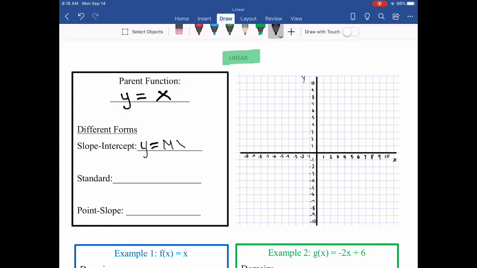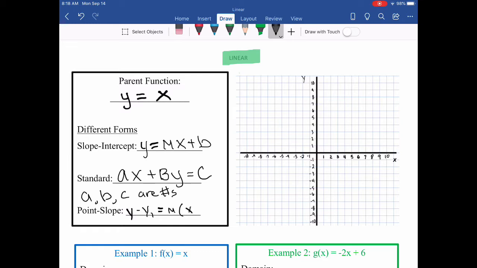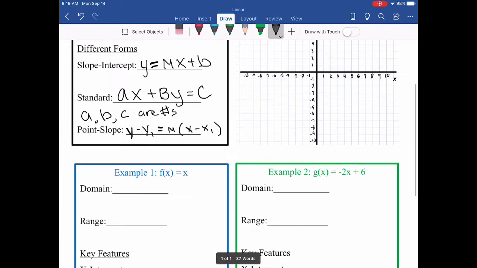There's slope-intercept form, which is y equals mx plus b. There's standard form, which is ax plus by equals c. In this case, a, b, and c are numbers. And then there's point slope form, which is y minus y1 equals m times x minus x1. Each of these forms has a different usage, but they all graph straight lines.